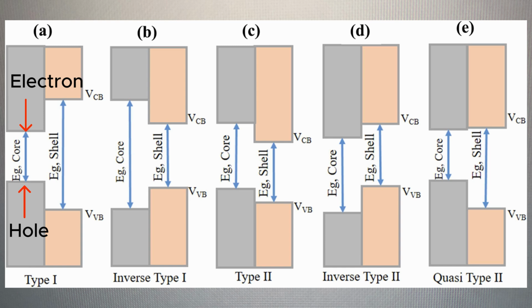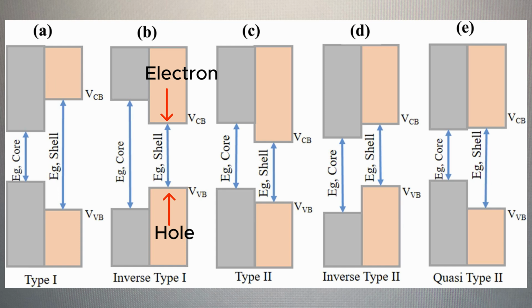So that would mean both the electron and the hole are localized in the core, so the exciton is localized in the core. That's what that does. In an inverse type 1, the situation is flipped. The valence band of the shell is higher than the valence band of the core, and the conduction band of the shell is lower than the conduction band of the core.